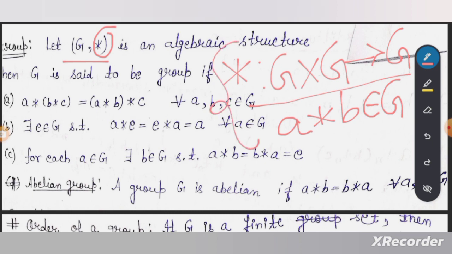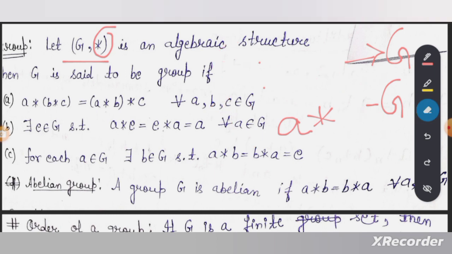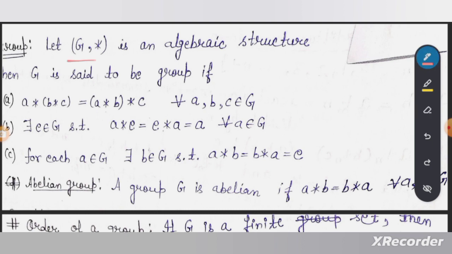So if you are saying that G star is an algebraic structure, this is equivalent to the closure property. So this means closure property of the set. Now, G is said to be a group if these three properties are satisfying.